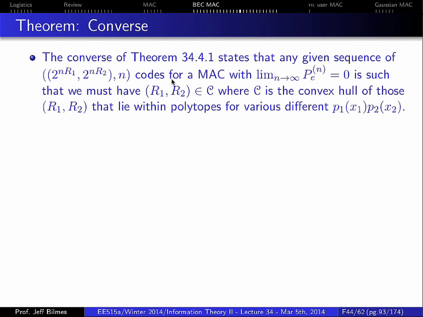Now, the converse of the theorem states that if we do have a sequence of such codes whose probability of error goes to 0 as n goes to infinity, then it must be the case that the two rates are within this convex hull of all of these polytopes. Right? So here we need to come up with a clever argument that says we're not reliant upon any particular polytope, but we can achieve any one of these polytopes somewhere in there.